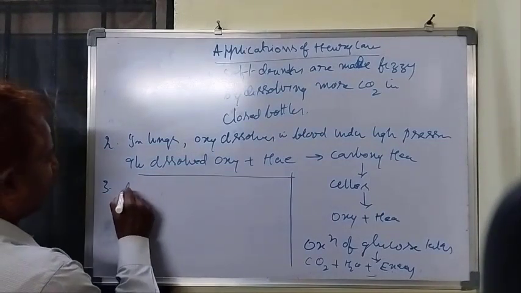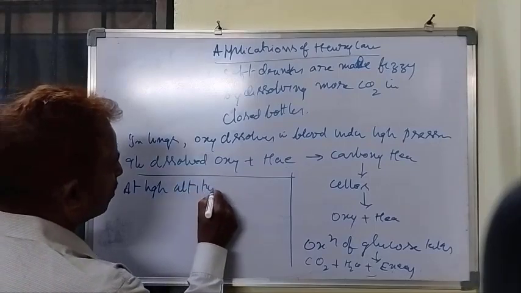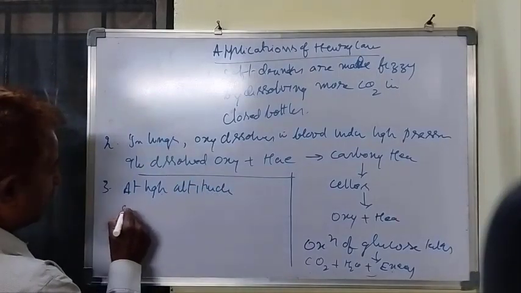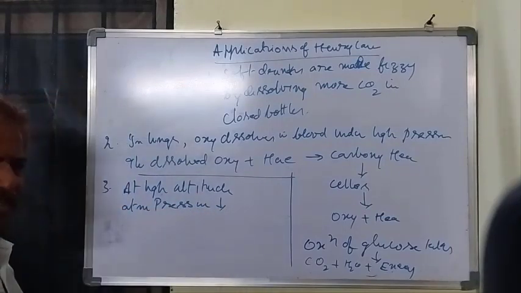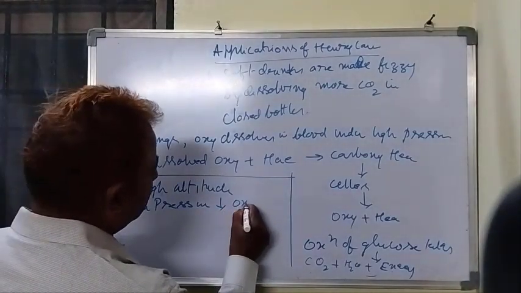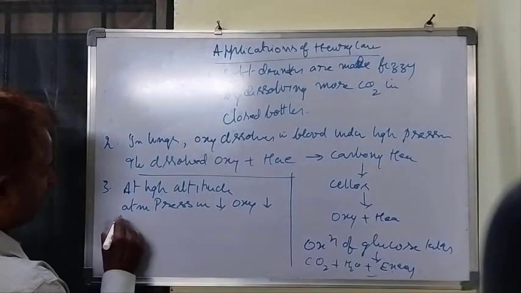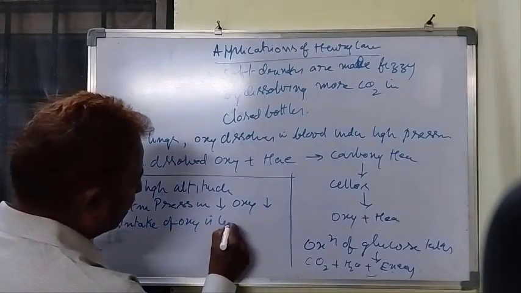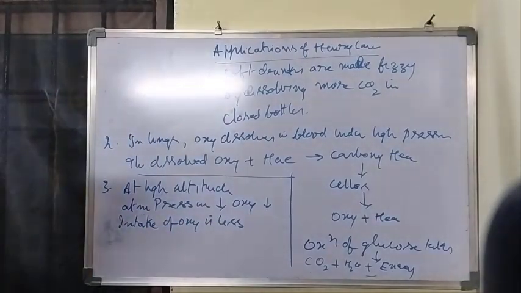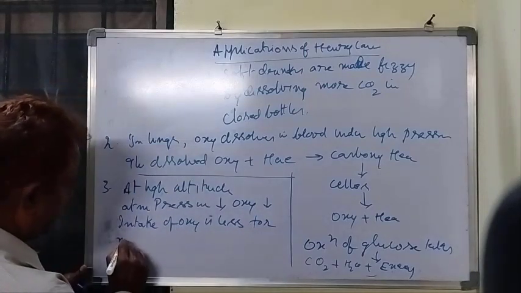Third one, at high altitudes, at high mountains, what happens? Atmospheric pressure is less. As atmospheric pressure is less, oxygen content is also less. When oxygen content is less, what happens? The intake of oxygen is less for people, for mountain climbers.